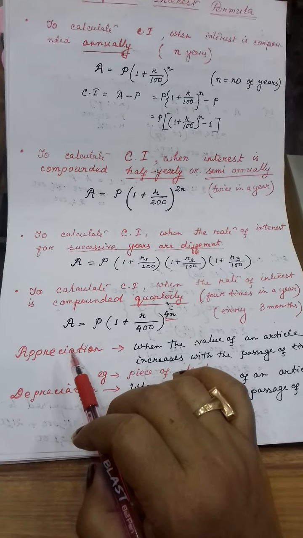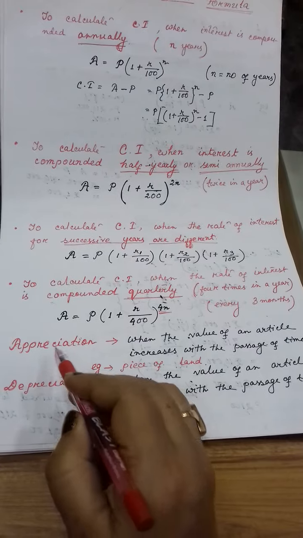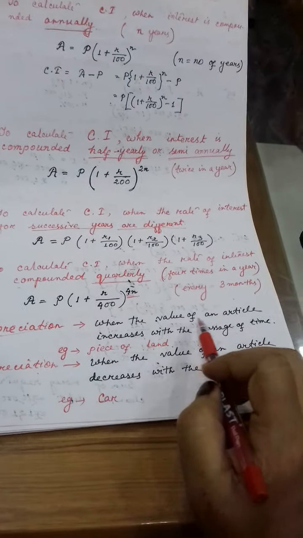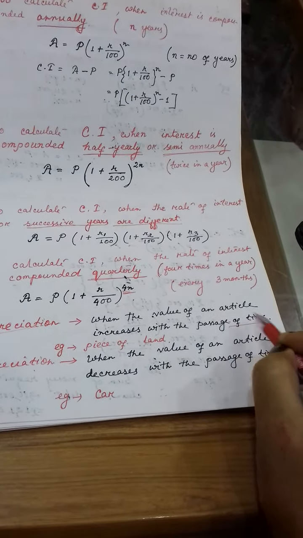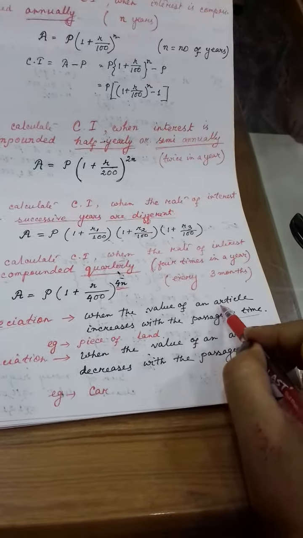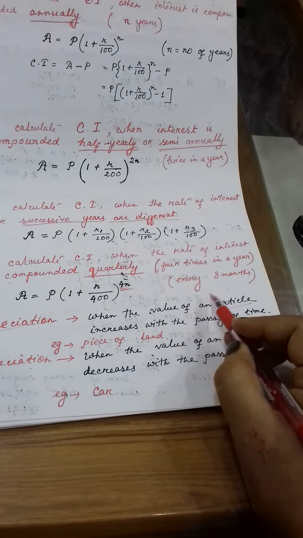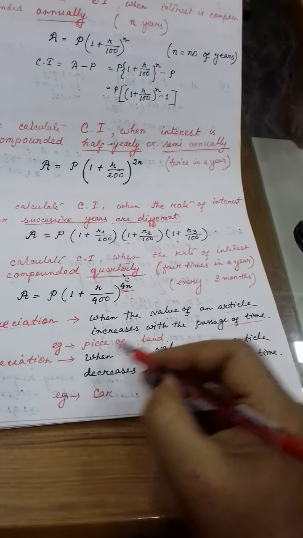Now 2 more topics are there. One is appreciation, another is depreciation. What do you know by appreciation? It means when the value of an article increases with the passage of time. That means article means any substance, any thing, if its value will increase with the passage of time. Passage of time means according to time. Clear?